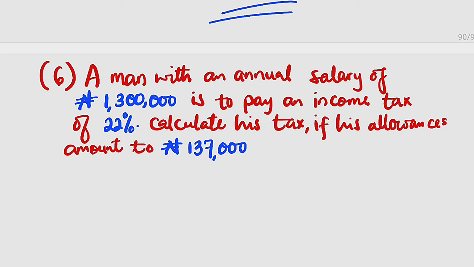Hello, good day viewers. Still on NECO 2024 Mathematics Examination Objective Questions. Today we are going to begin with question number 6 down to question number 10.